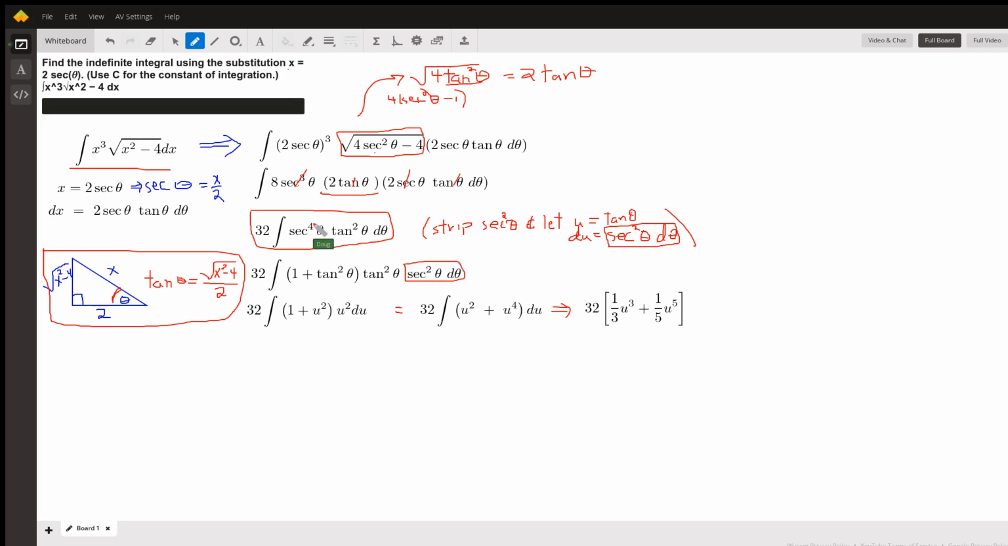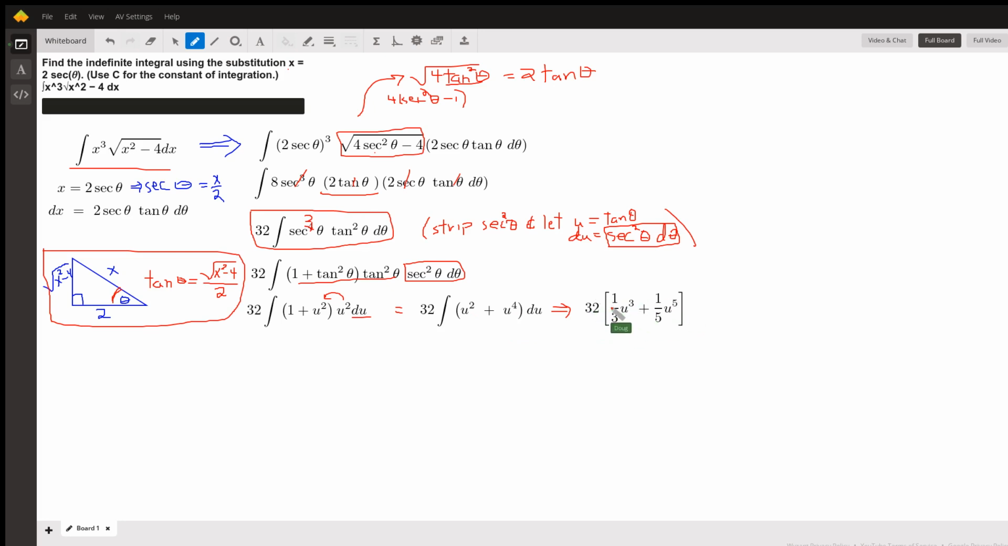The remaining secant squared, since I stripped 2 of these, is 1 plus tangent squared theta. And now I can do the u substitution. Tangent squared is u squared, tangent squared is u squared, and secant squared theta d theta is du. Distribute this u squared, and we get u squared plus u to the 4th. Find the antiderivative of each of these terms: 1/3 u to the 3rd plus 1/5 u to the 5th.